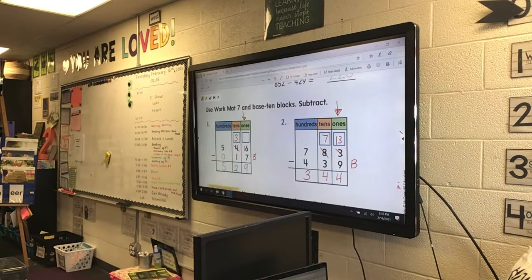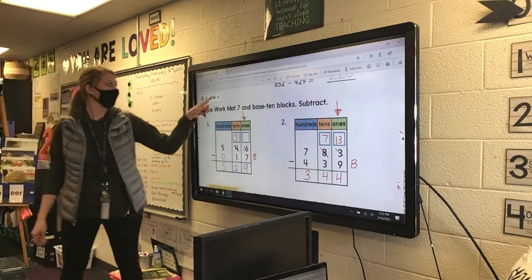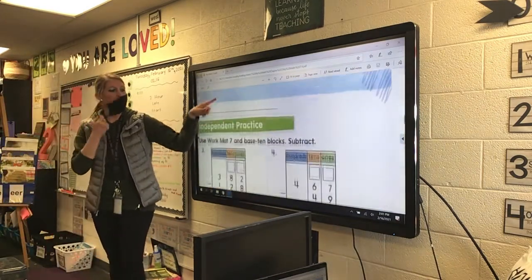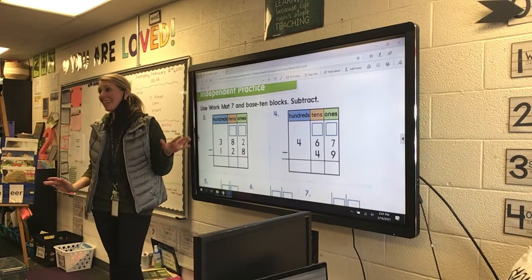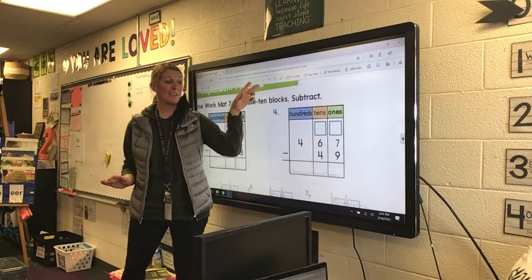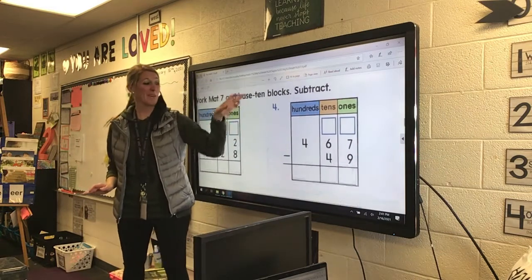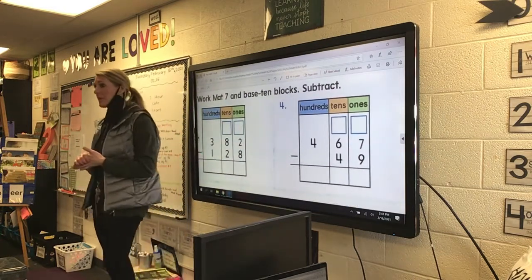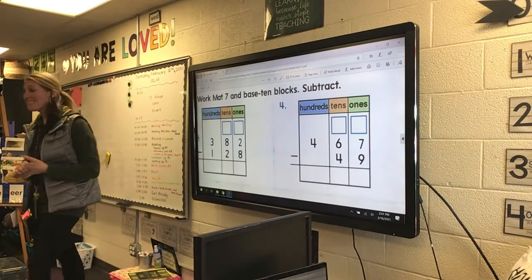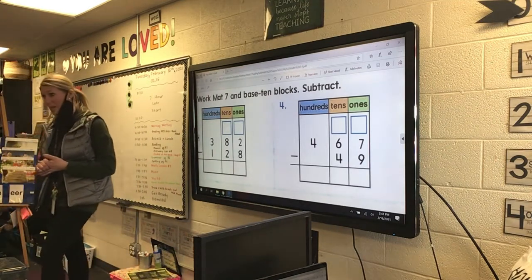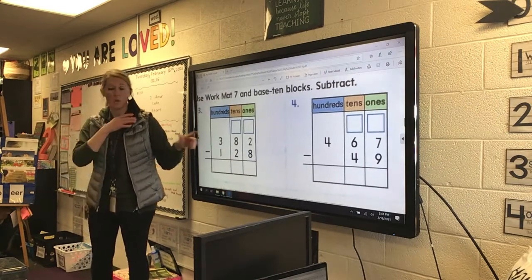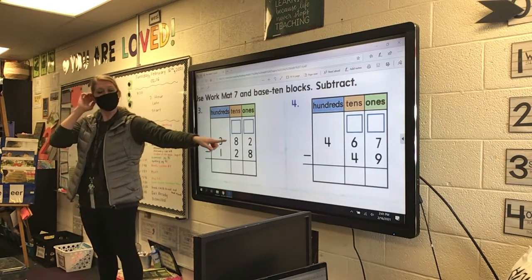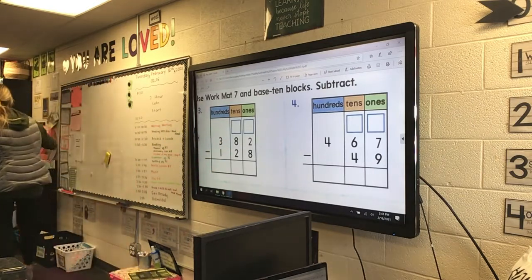Okay, let's flip it over to the independent practice. Now, we're going to slowly do this because yes, some of you get this, but there are some of you that do not quite remember this. So I'm going to draw some sticks, and we're going to do some of this together. We probably aren't going to finish it all today. We'll probably finish it tomorrow. So on number 3, we're going to start with 382, and we're going to take away 129.